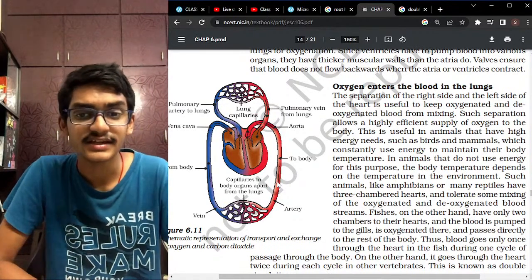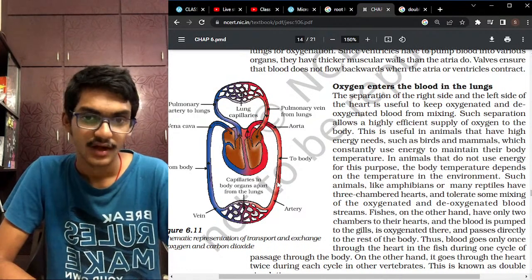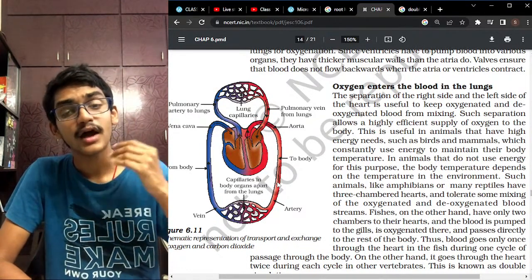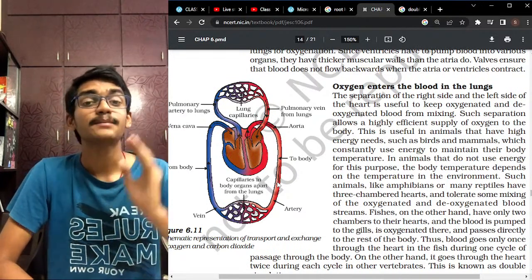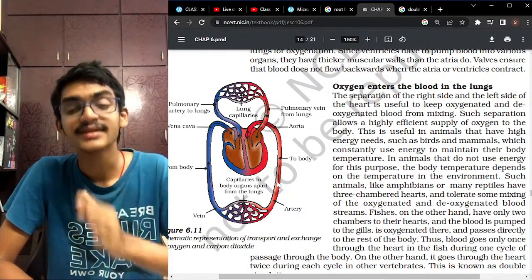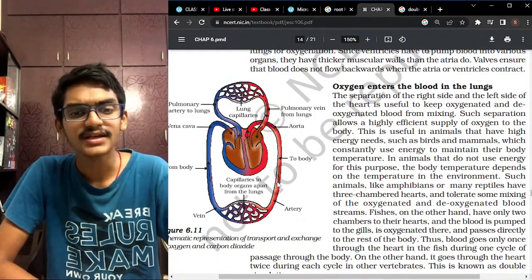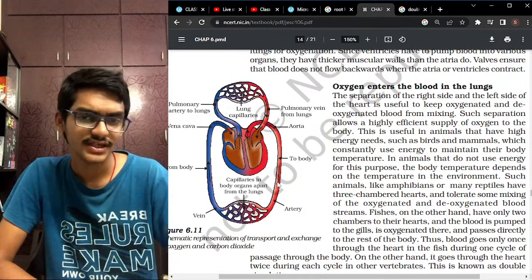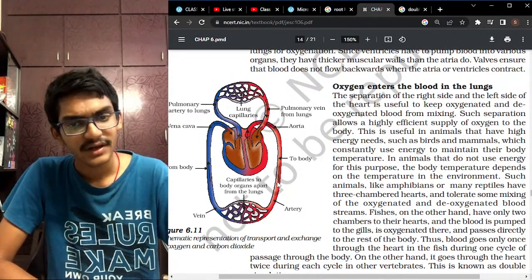For example, if you see here, they need a highly efficient supply of oxygen, and to also maintain a constant body temperature, we need the separation of the oxygenated and the deoxygenated blood in human beings. So in animals which do not use energy for this purpose, the body temperature depends upon the temperature in the environment.